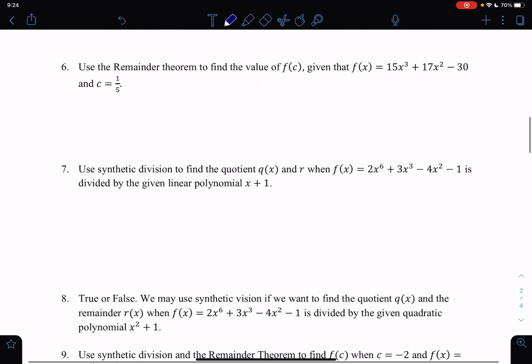The remainder theorem can be used to find f of c. It's essentially equivalent to whatever remainder you can find, as it's the same as the remainder of f of x divided by x minus c.